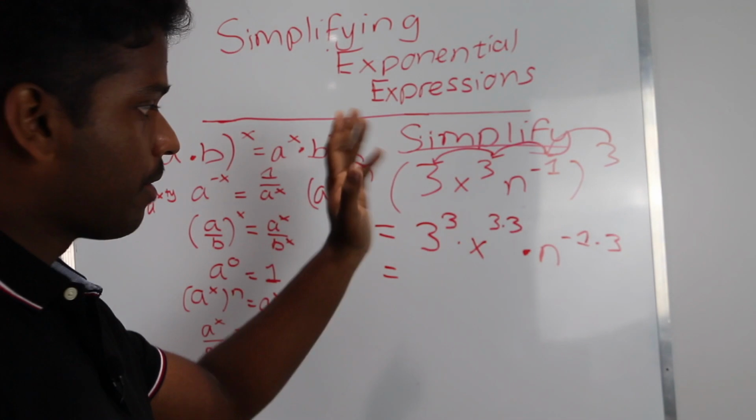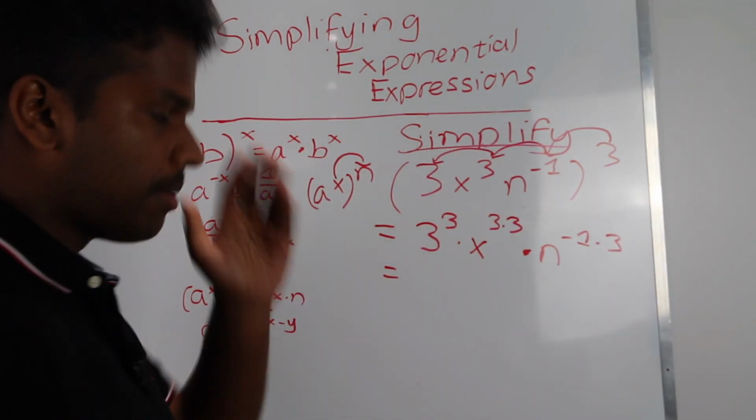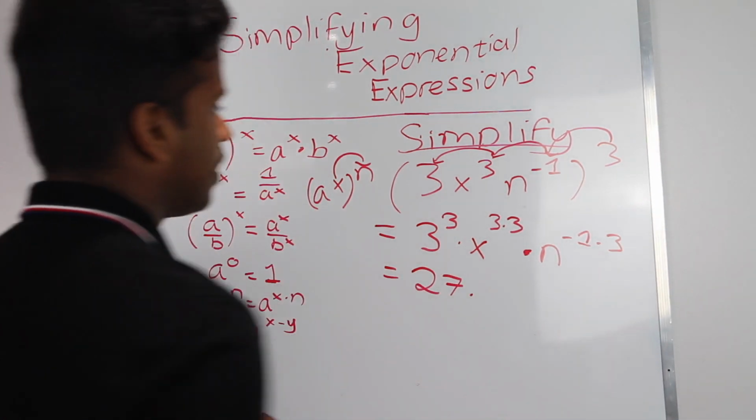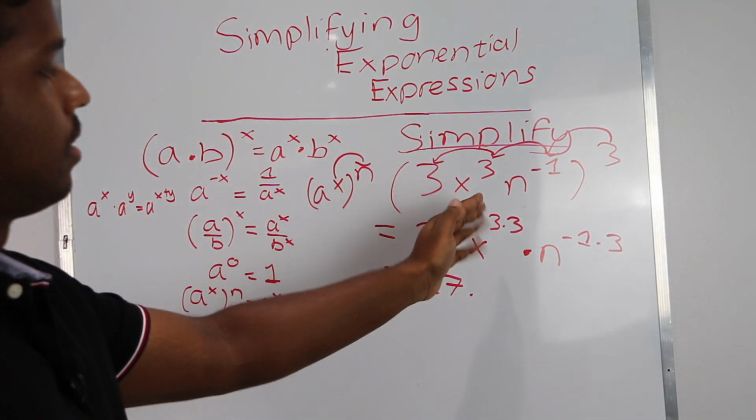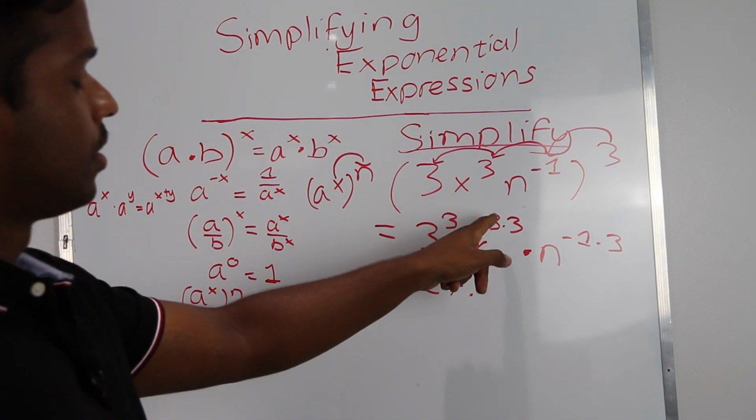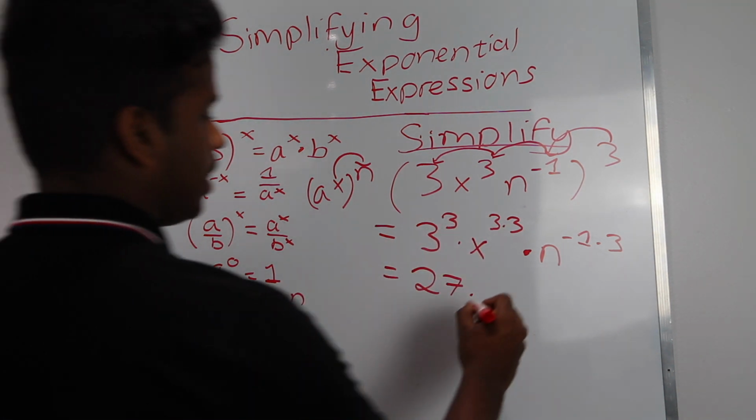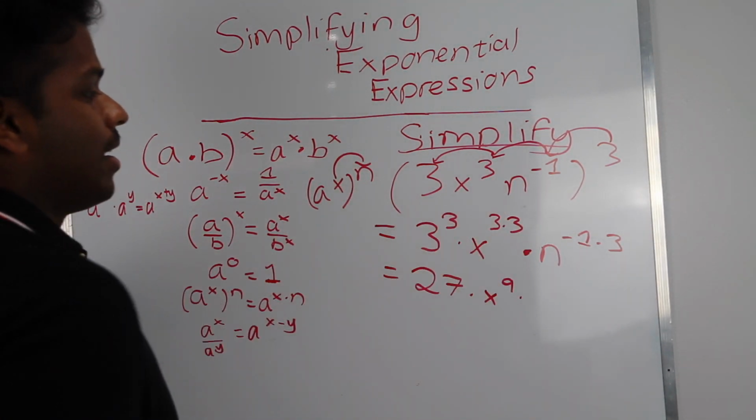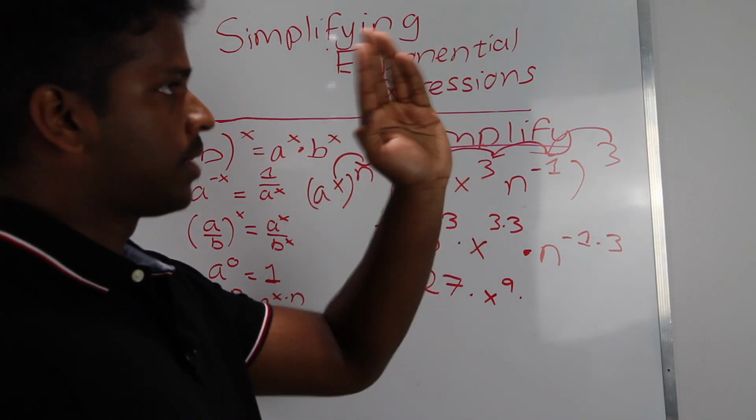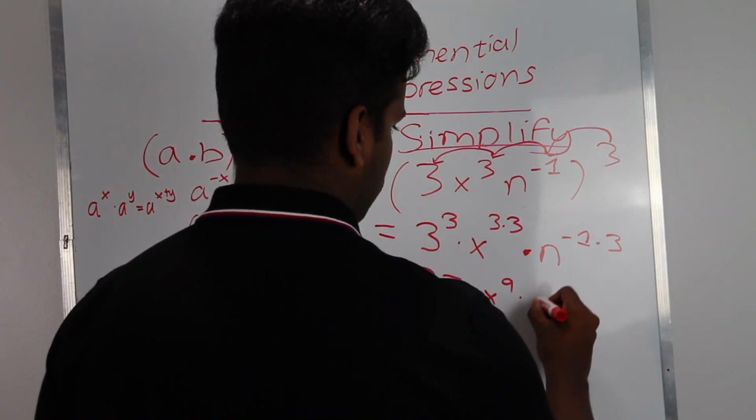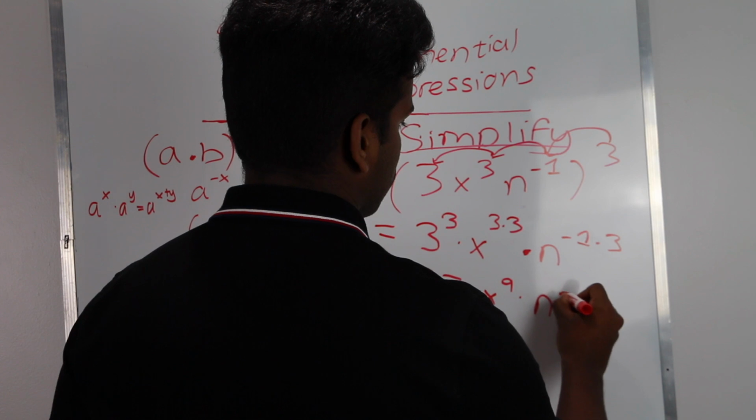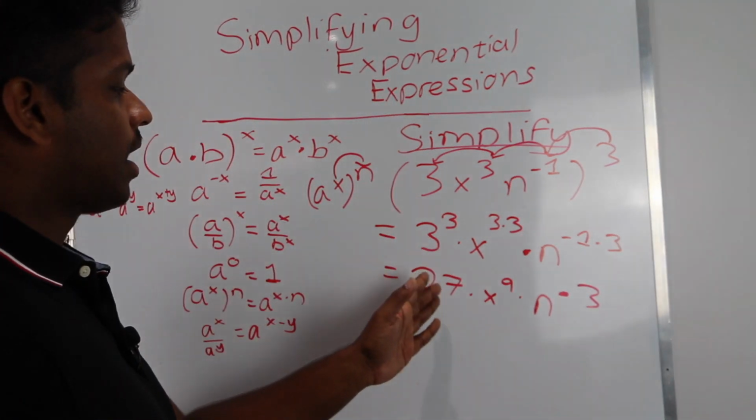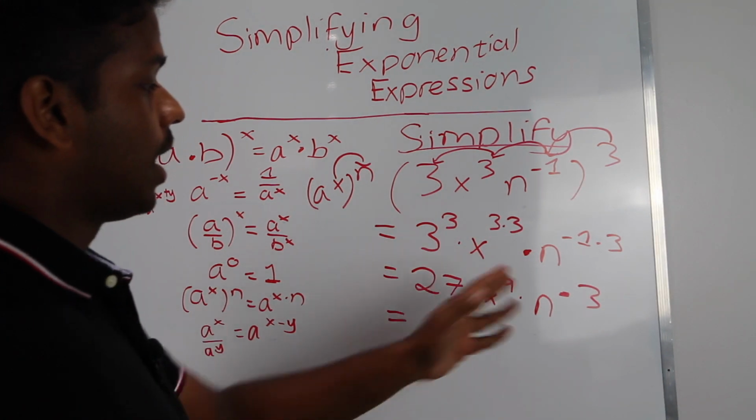So 3 to the power of 3, 3 times 3 times 3: 3 times 3 is 9, 9 times 3 is 27. 27 times x to the power of 3 times 3, so x to the power of 9. And then we have n to the power of -1 times 3. Okay, 27 times x to the power of 9 times n to the power of -3.